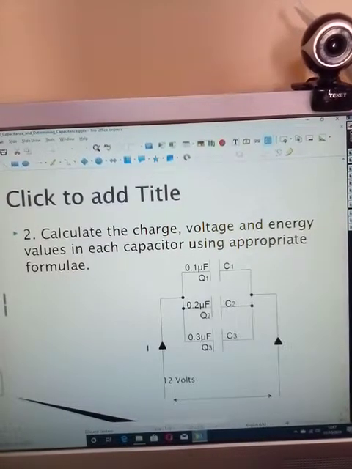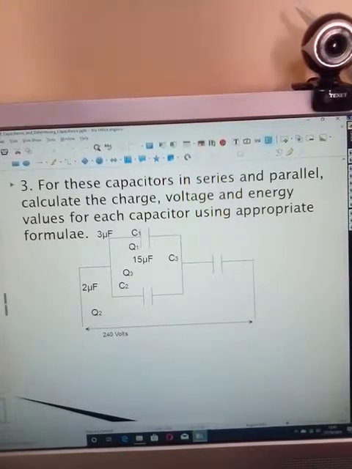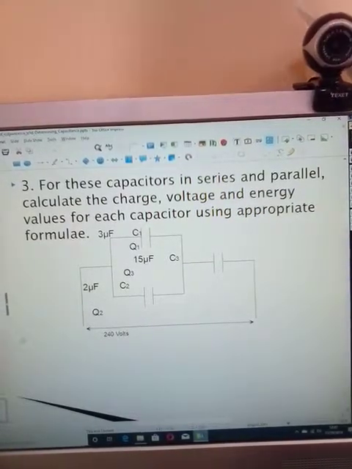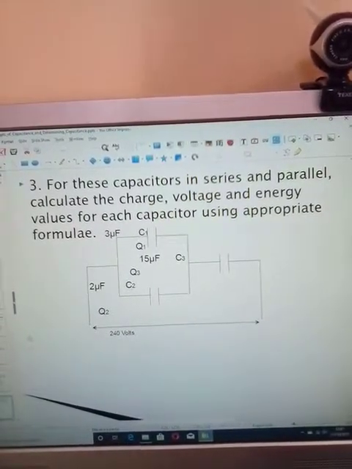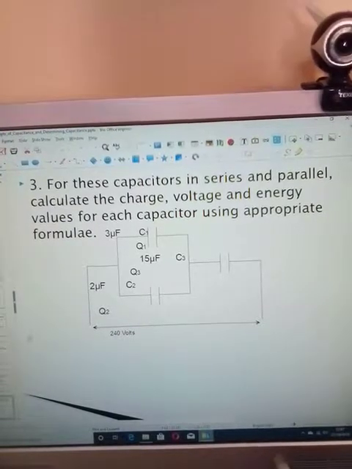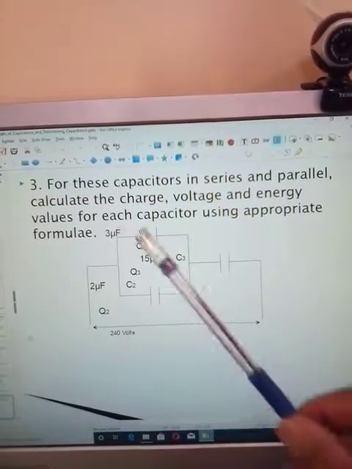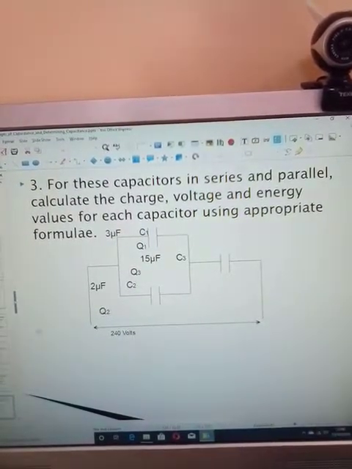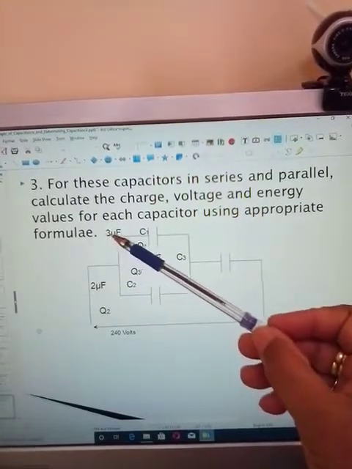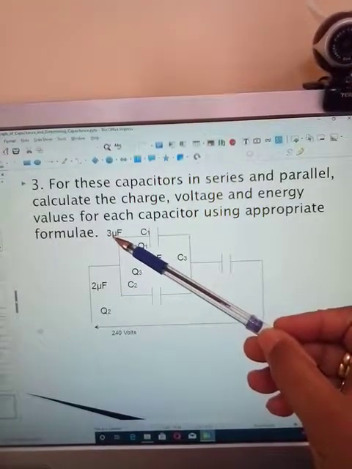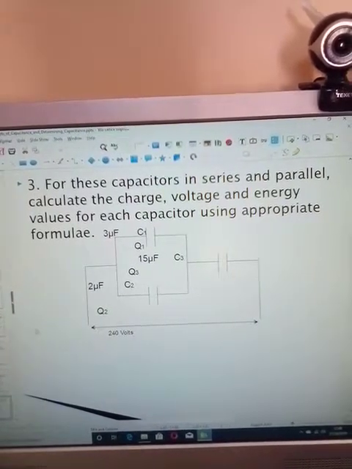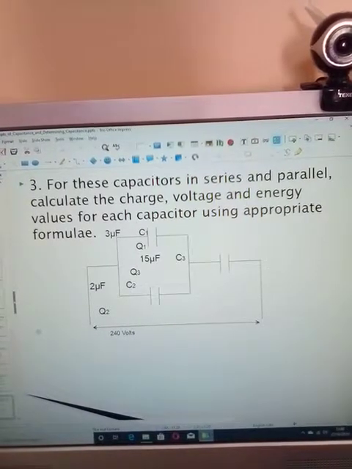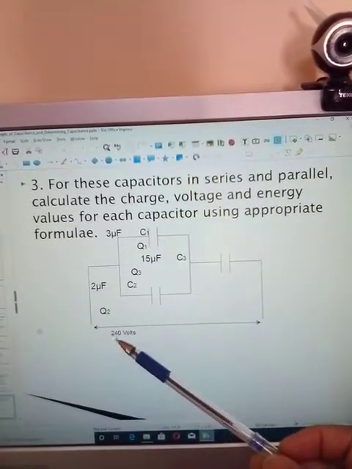Just let's make sure that we have everything here, okay. And here we have, well, I think people call it a compound network, but I just call it series parallel circuits. For these capacitors in series and parallel, calculate the charge, voltage and energy values for each capacitor using appropriate formulae. Again, apply the formulae. Begin to get familiar with using the formula for calculating capacitors. Again, when you enter this into your calculator, it will be 3 times 10 to the minus 6, because it's 3 microfarads. Okay, nothing less. Your voltage here is 240 volts.